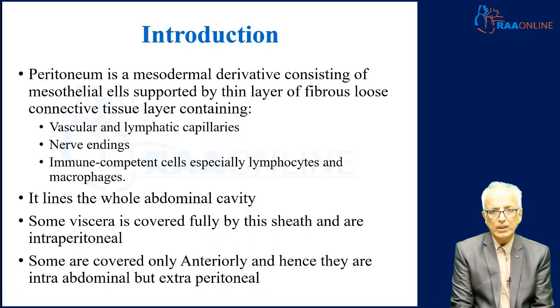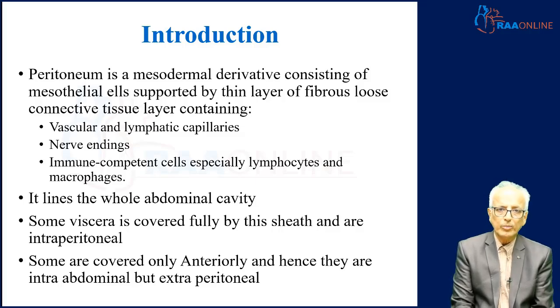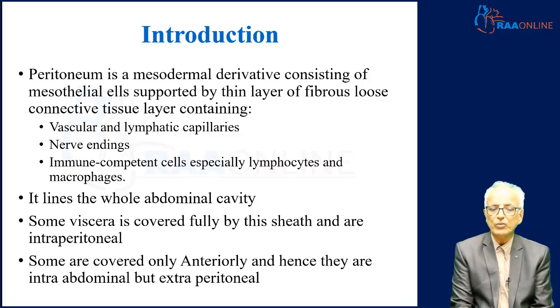Let's discuss this very common topic called peritoneum. Peritoneum is a mesodermal derivative consisting of mesothelial cells supported by a thin layer of fibrous tissue containing vascular and lymphatics, capillaries, nerve endings, immunocompetent cells, especially lymphocytes and macrophages. Peritoneum lines the whole of the abdominal cavity.